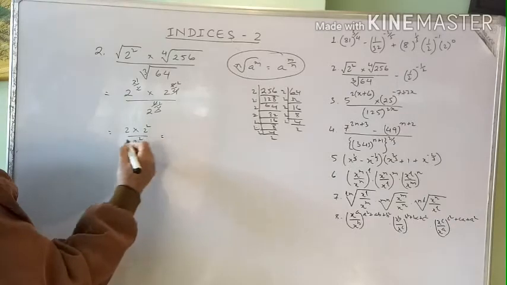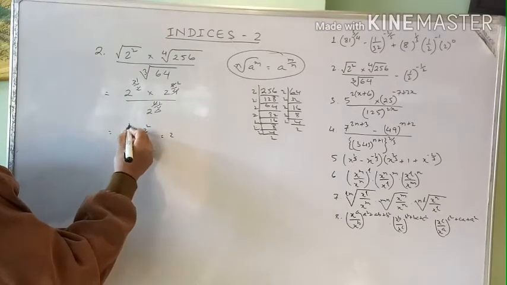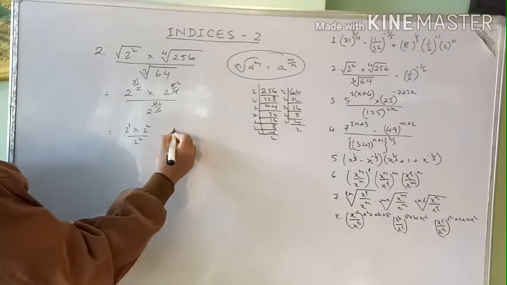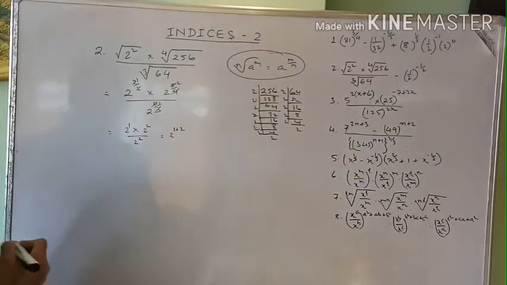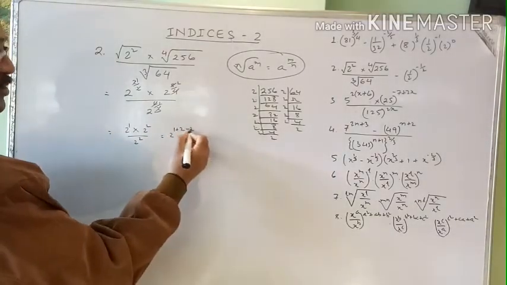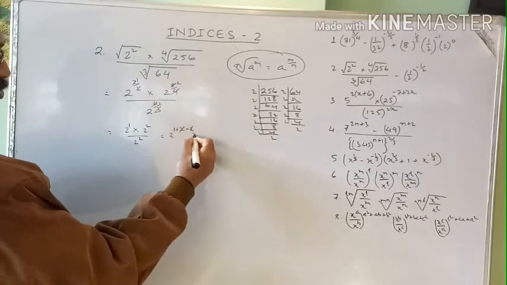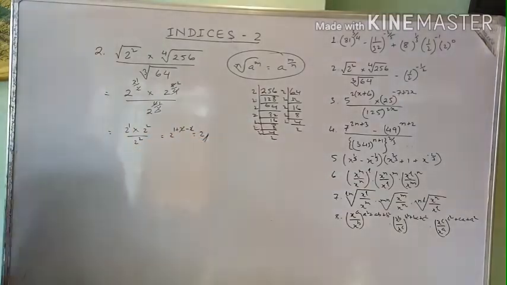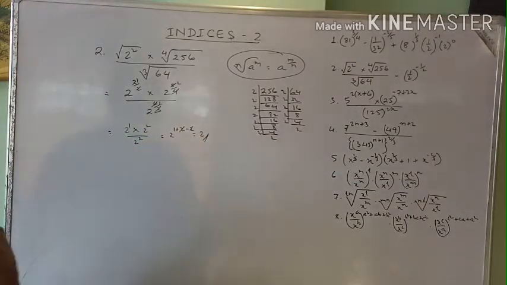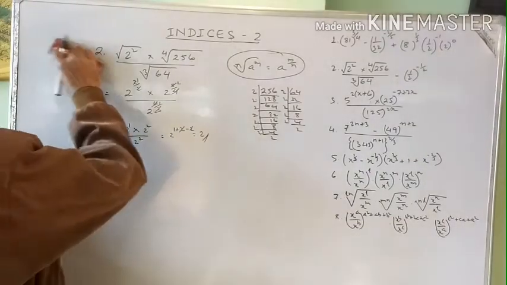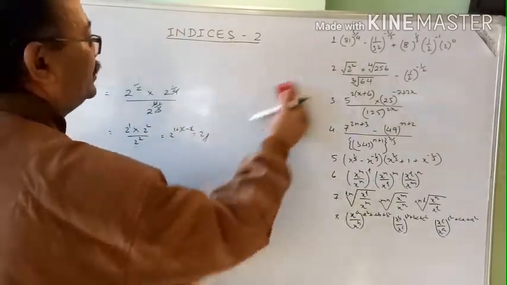When you simplify, this power is 1 here. When you multiply, exponents are added, and when you divide, they are subtracted. So 2 cancels, and 2 is the answer. Now let's take question number 3.